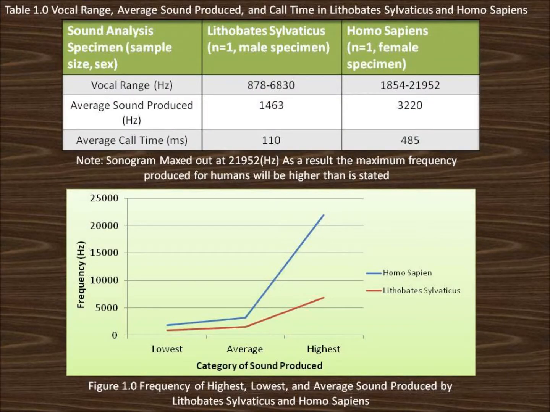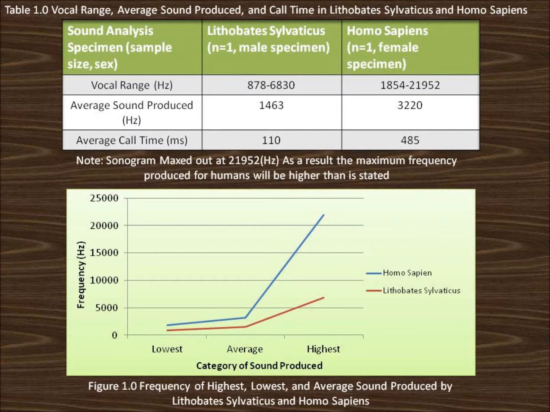We are here today to discuss the difference in sound and difference in frequencies between Lithobates sylvaticus and Homo sapiens. As you can see from the diagram, Lithobates produce sound across a small range of frequencies and tend to produce sounds at the lower end of the frequency spectrum. The data indicates that Homo sapiens produce sound across a broad range of frequencies and tend to produce sound at the higher end of the frequency spectrum.